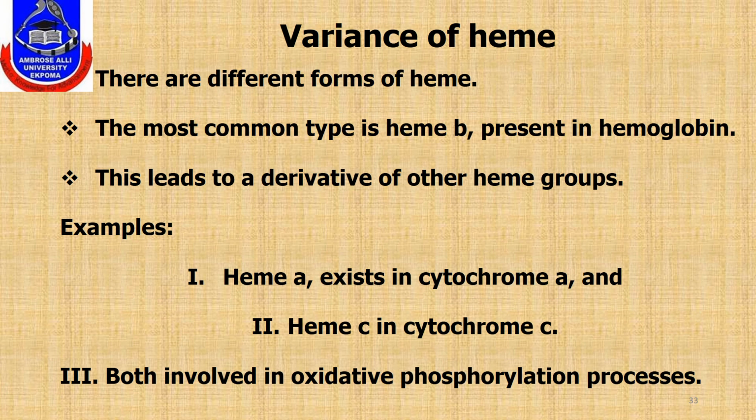There are different forms of heme. We can talk of heme A that exists in cytochrome A and heme C that exists in cytochrome C. Both heme A and C are involved in oxidative phosphorylation process.